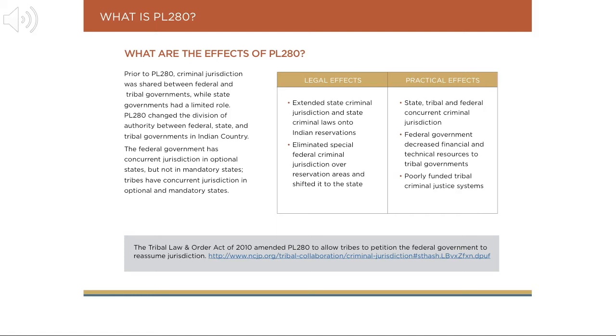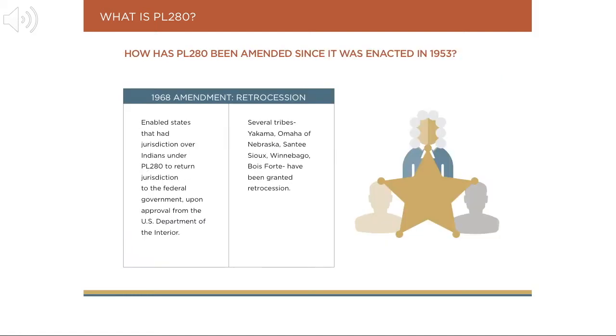Lastly, PL280 has resulted in poorly funded tribal criminal justice systems because of the funding gap from the federal government. The first important way PL280 has been amended since it was enacted in 1953 is through a 1968 amendment that allowed for retrocession. Under this amendment, any state that had previously assumed jurisdiction under PL280 could return all or any measure of its jurisdiction to the federal government by sending a resolution to the Secretary of the Interior.